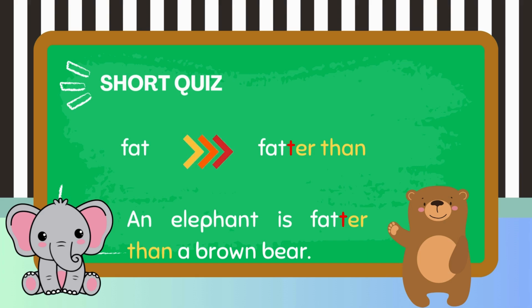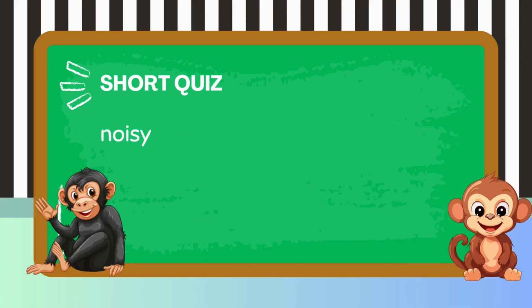How many marks did you get so far? Are you on track? Let's look at question number 4. We have a chimpanzee and a monkey, and the adjective given is noisy. This adjective ends with the letter Y, and before the letter Y is a consonant S. So what is the comparative form for noisy?